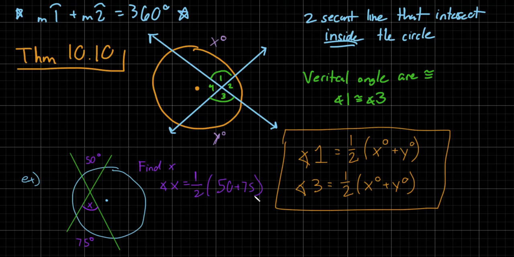Okay, Carson, what did you get when you did 1/2 of 50 plus 70? 62.5. What's my label? Degrees. Perfect. Did we all get that?